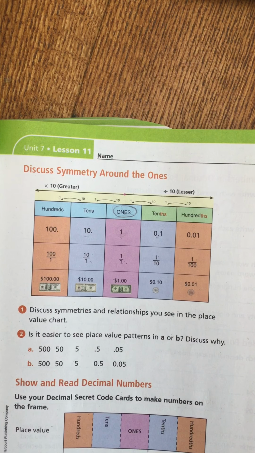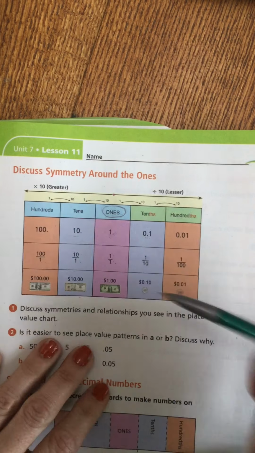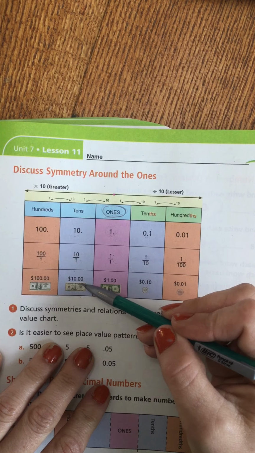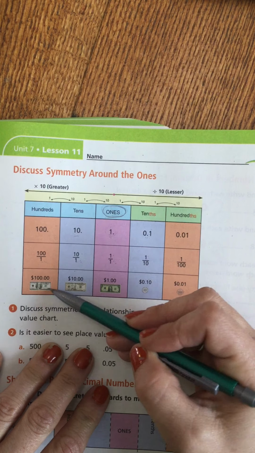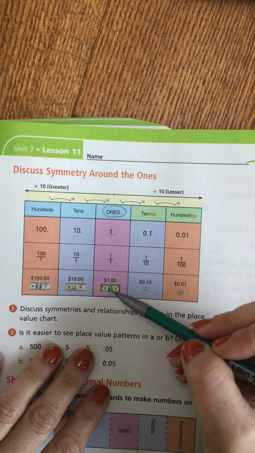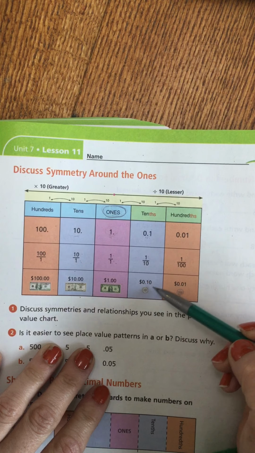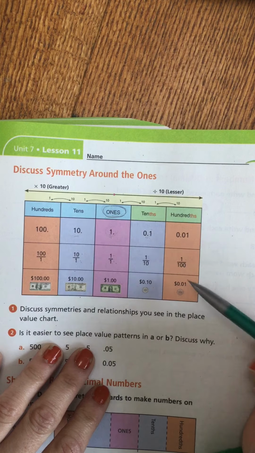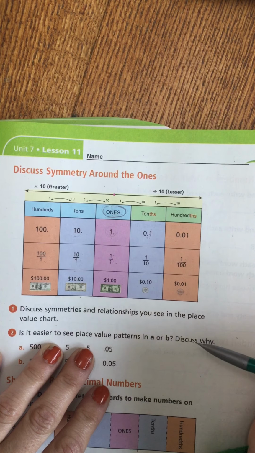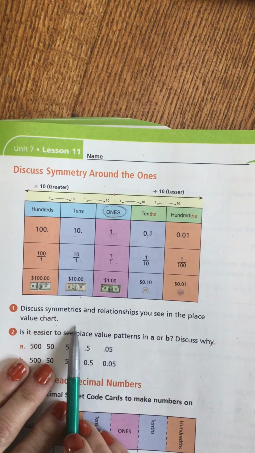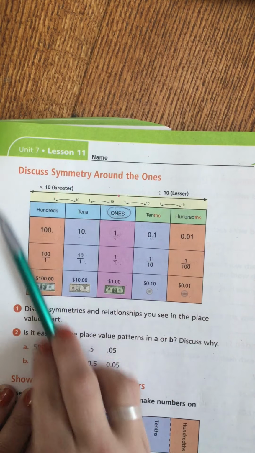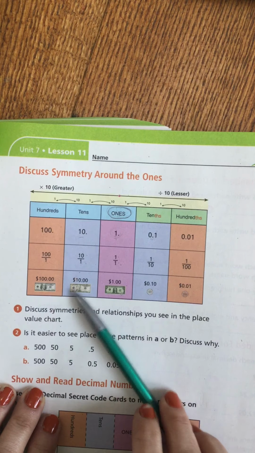Now, when talking about money, which also works, $1 would be your whole. If you move to the left, $10 would be tens and $100 would be hundreds. Well, now we're dividing that. If we divide $1 10 times, you're going to get 10 cents. Now, if you divide $1 100 times, you're going to get 1 cent. So discuss the symmetry and relationship you see in the place value chart. I think that was a really good discussion around it.